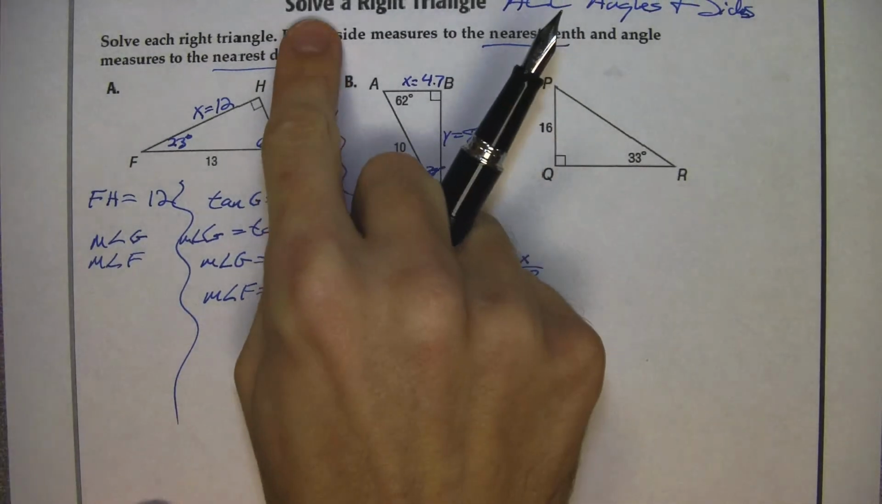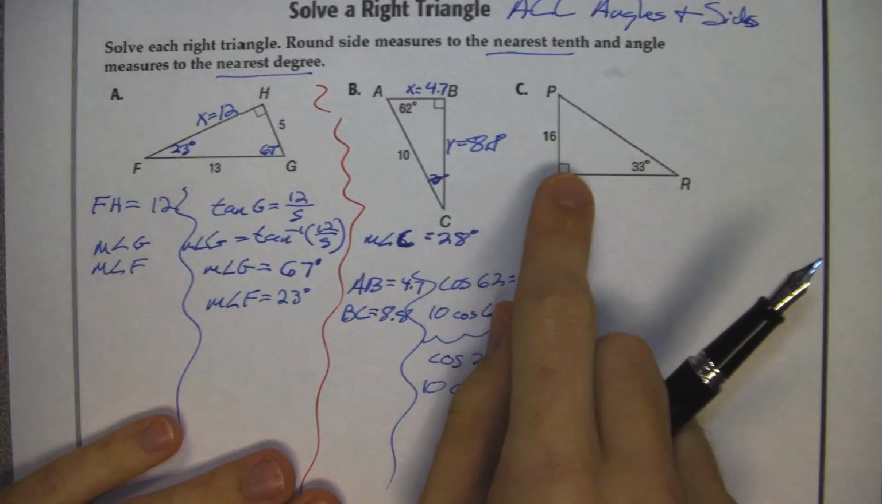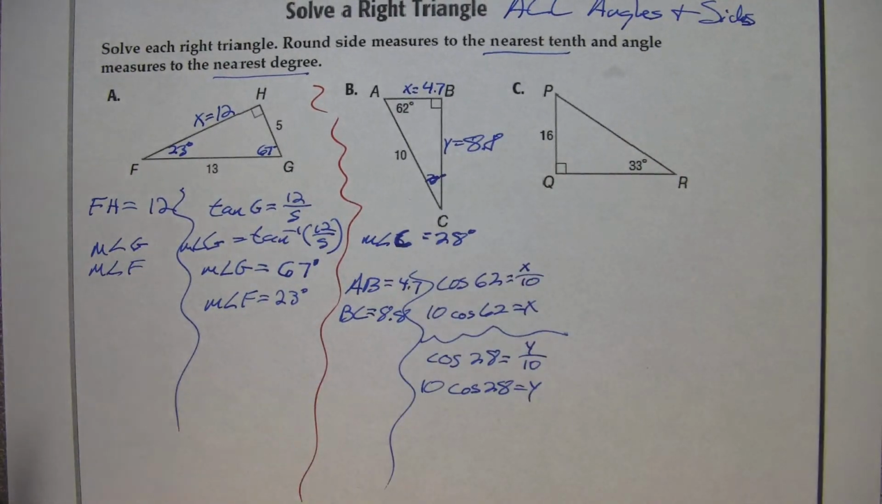All right, and you now have the ability to solve a right triangle given very limited information. Notice in this problem, we're only given one angle and one side, but you could figure out your other sides and angles with relative ease.